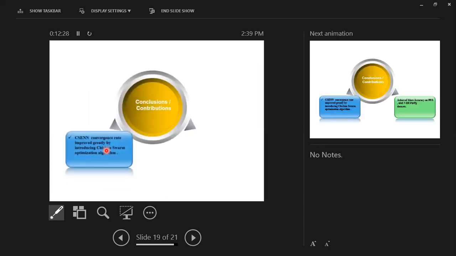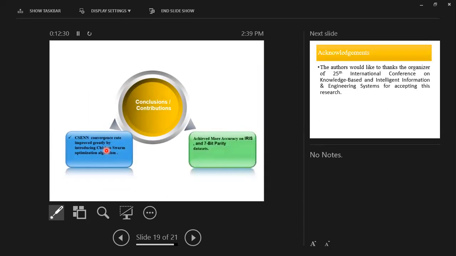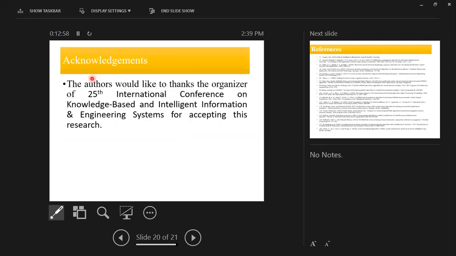Now we can see the contribution and conclusion. The convergence rate of the chicken swarm Elman neural network improved greatly by introducing the chicken swarm optimization algorithm. The chicken swarm optimization technique is hybridized with the Elman neural network, which attains better accuracy. On the other hand, it achieved more accuracy on the iris and 7-bit parity datasets, so it gives better accuracy on these datasets.